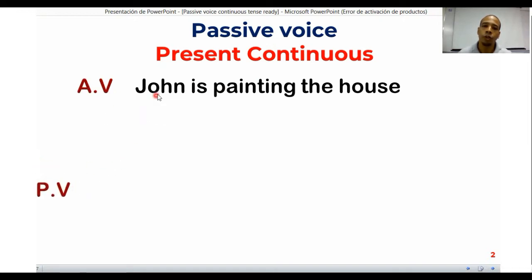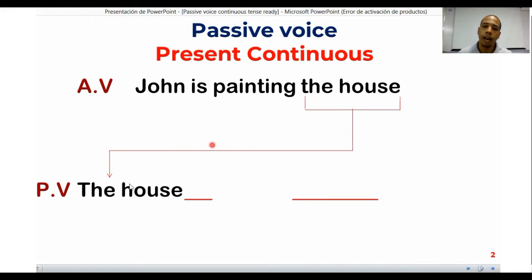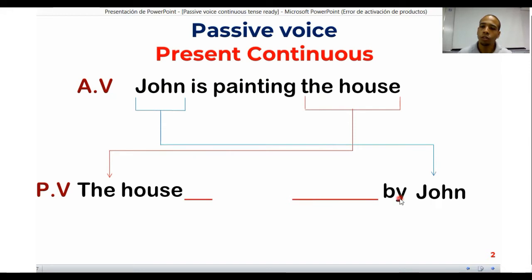For that, we need to identify the subject and the object. The subject performs the action, the object receives the action. So let's go with the object. The object is the house. Now it's the subject. These two blanks in here will be always in there, always, remember? Now your subject will be your new object, John. And we always use the preposition by.